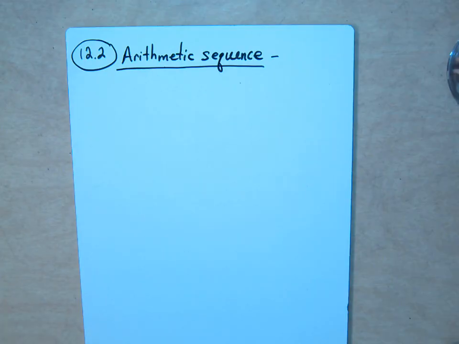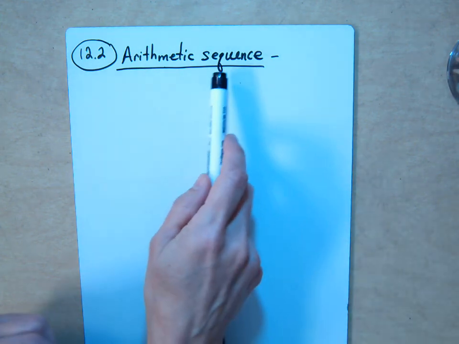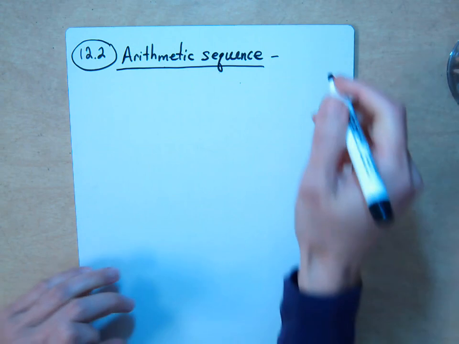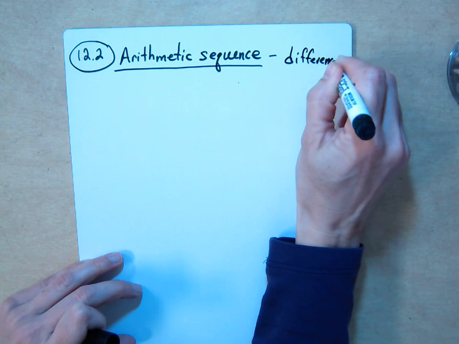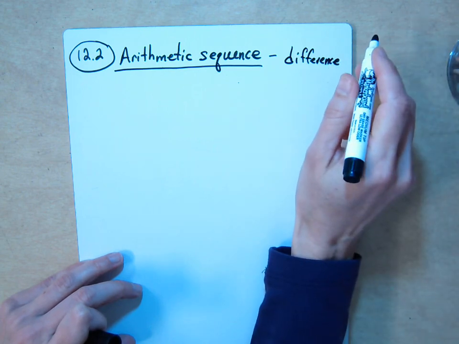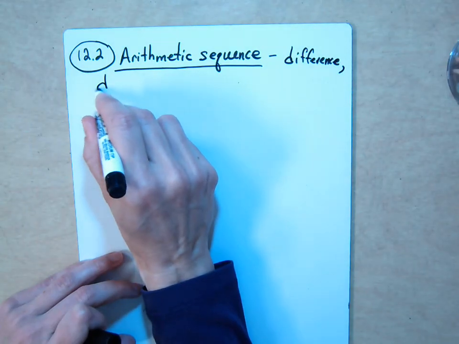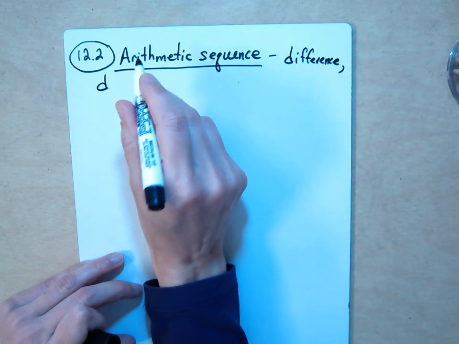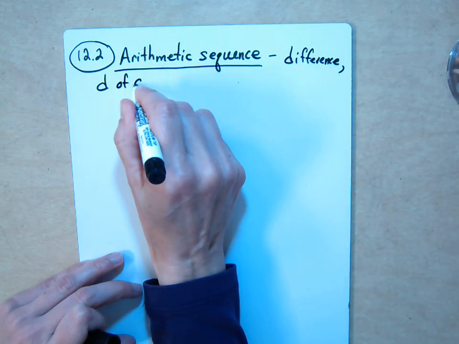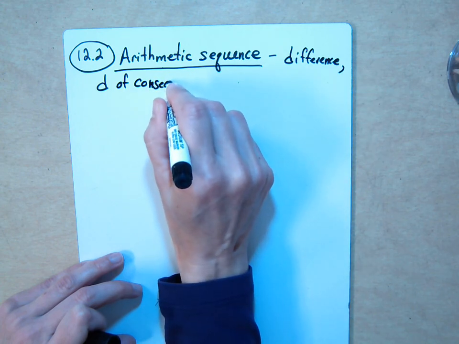12.2 arithmetic sequence. We know a sequence by itself is really just a list of terms that maps a sequence number to the actual term. It's a function. But if a sequence follows a certain pattern, we call it arithmetic. The pattern is this: if you have a sequence where the difference from one term to the next, and we call the difference D, which is handy when the letter is the same as what it means, the difference D of consecutive terms is constant.